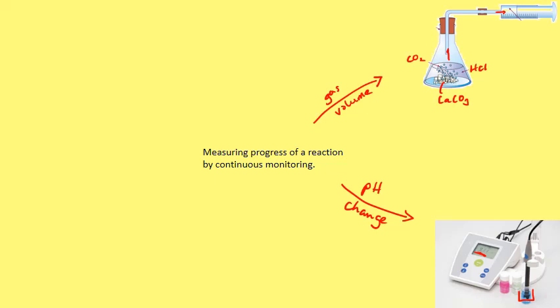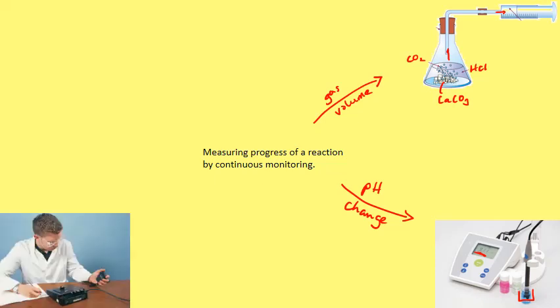And thirdly, what we can do is measure the change in colour of the reaction mixture if it changes in colour. So for example, if you've got a reaction that involves iodine, which might be brown coloured in solution, and the reaction uses up the iodine, the brown colour would gradually disappear, and the reaction mixture would become colourless as the iodine disappears.